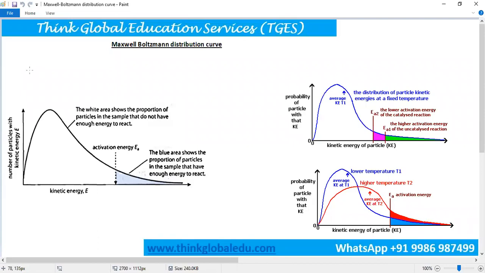While determining the rate of the reaction, the distribution of energy among the particles is of most concern. The distribution of energy is described by means of Maxwell-Boltzmann distribution curve. So, the Maxwell-Boltzmann distribution curve is a plot of number of particles with kinetic energy E versus the kinetic energy.